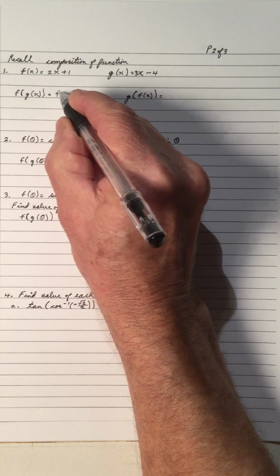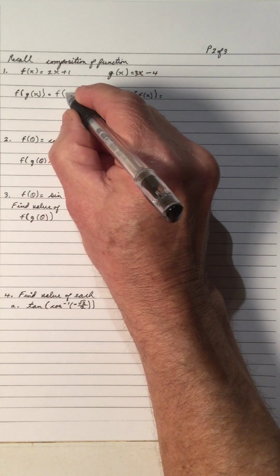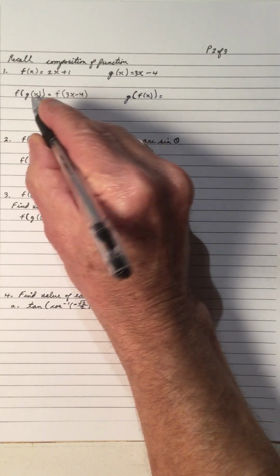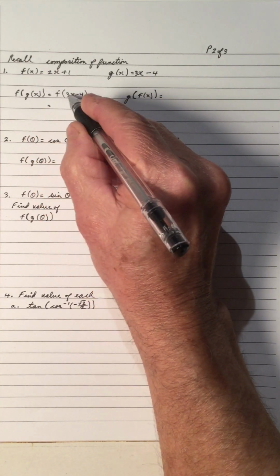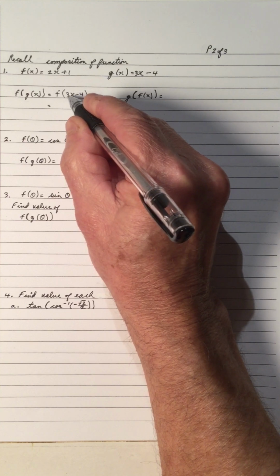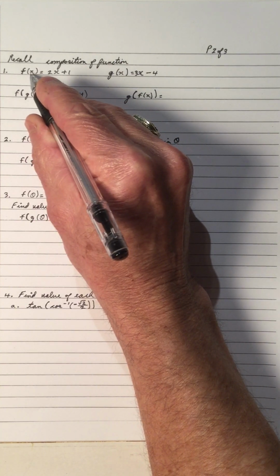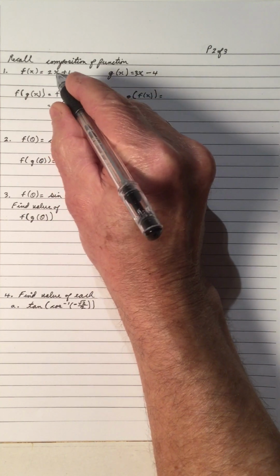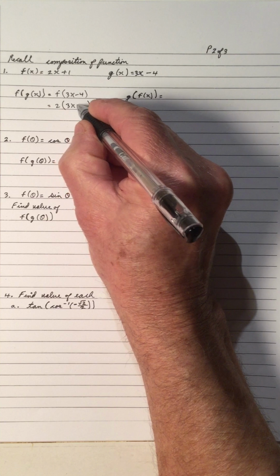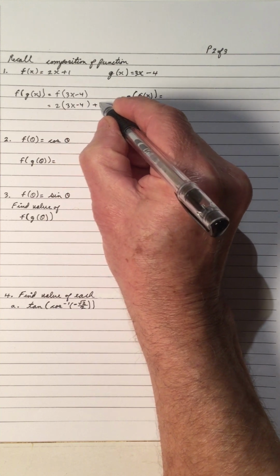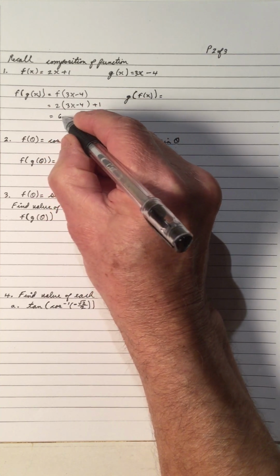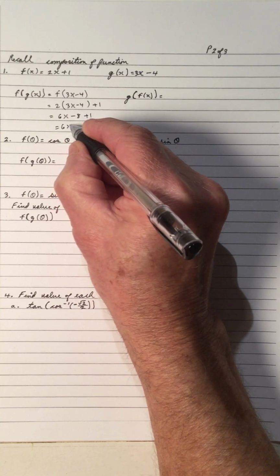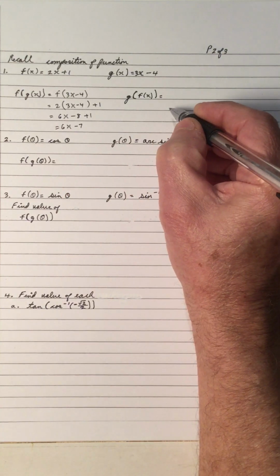So that's the f. The g of x is 3x minus 4, so we replace the g of x with 3x minus 4. Now we're going to take 3x minus 4 and put it in the place of x here. So that's 2 times the bracket where x becomes 3x minus 4, plus 1. Simplify it: 6x minus 8 plus 1. We get 6x minus 7.